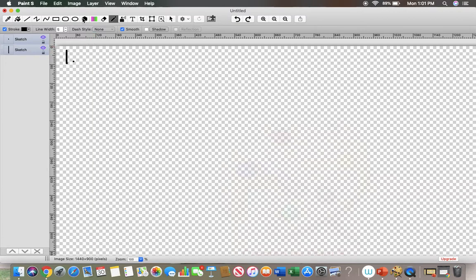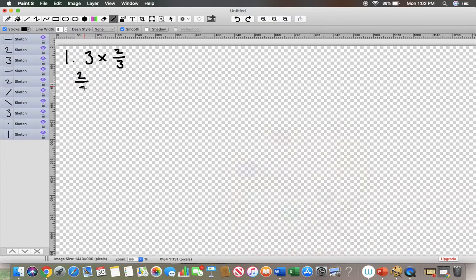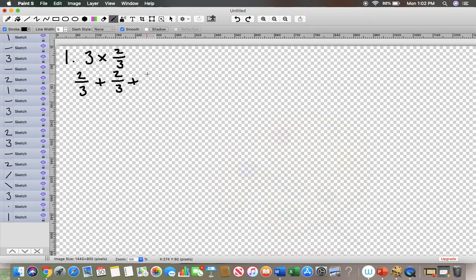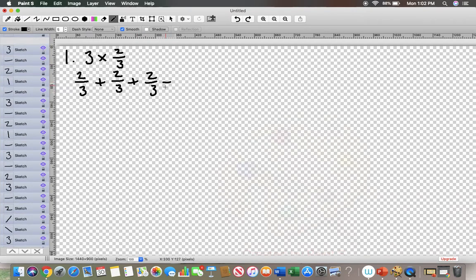So we're multiplying 3 times 2/3. Now, we can just multiply the numerators and the denominators first, but it says solve by writing an addition equation, which is what we were doing in our lesson previously. So we are adding 2/3 up 3 times. What is 2/3 plus 2/3 plus 2/3?